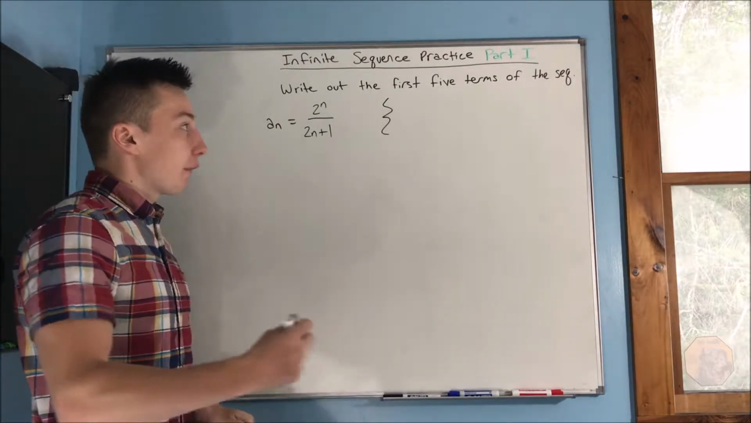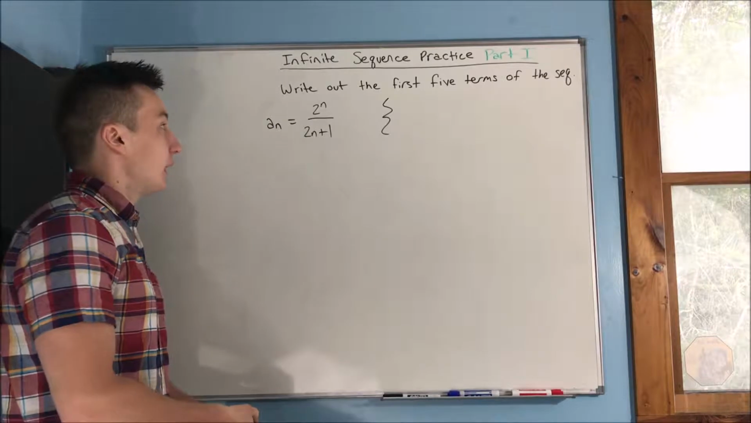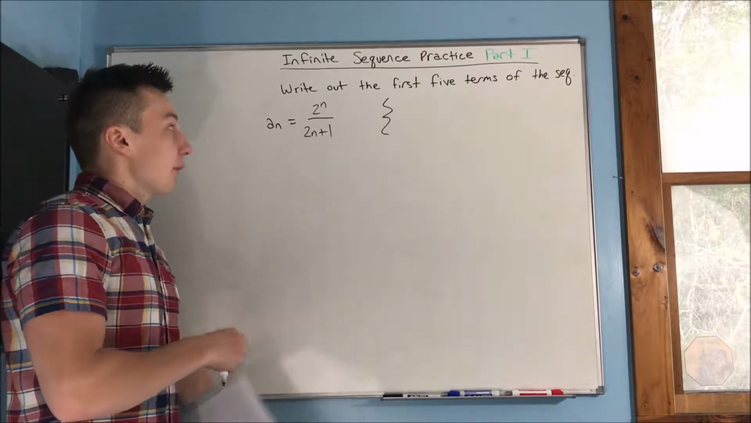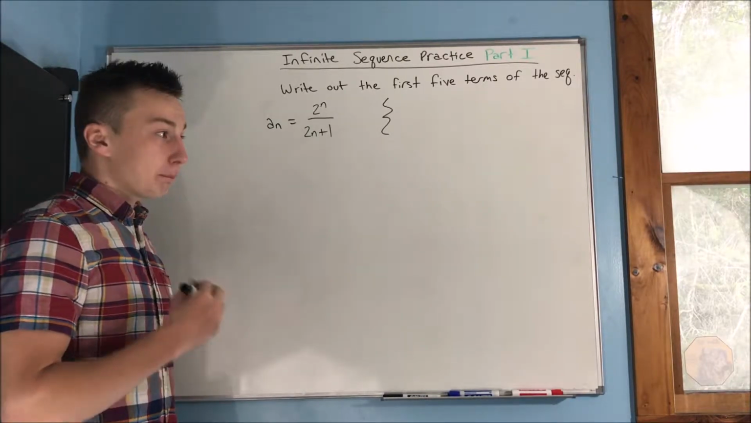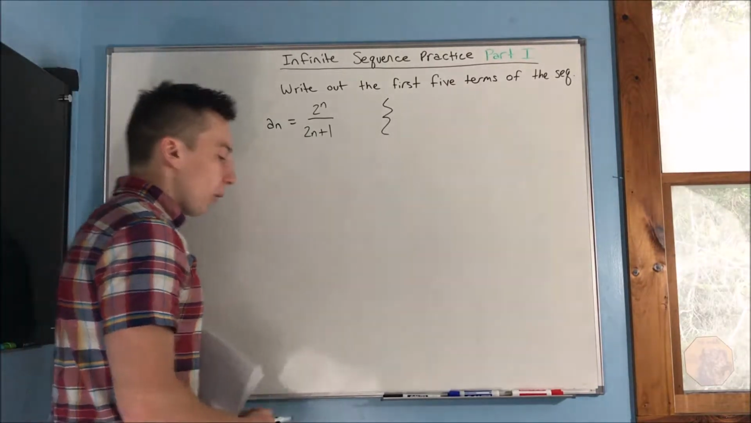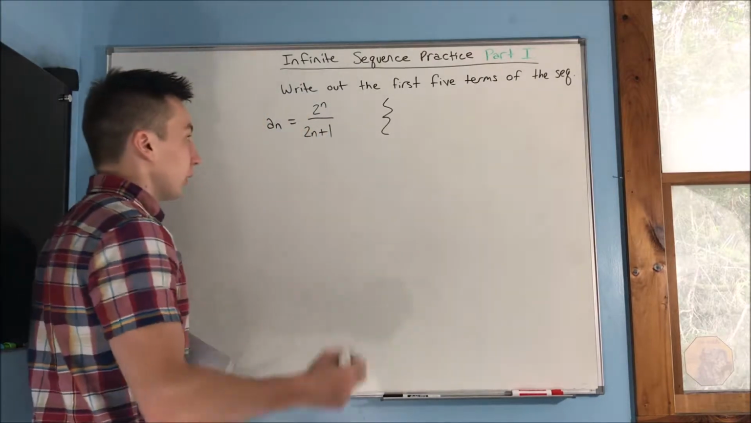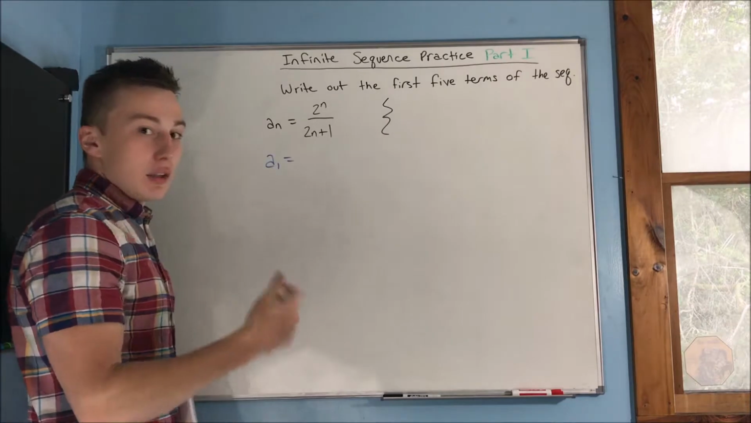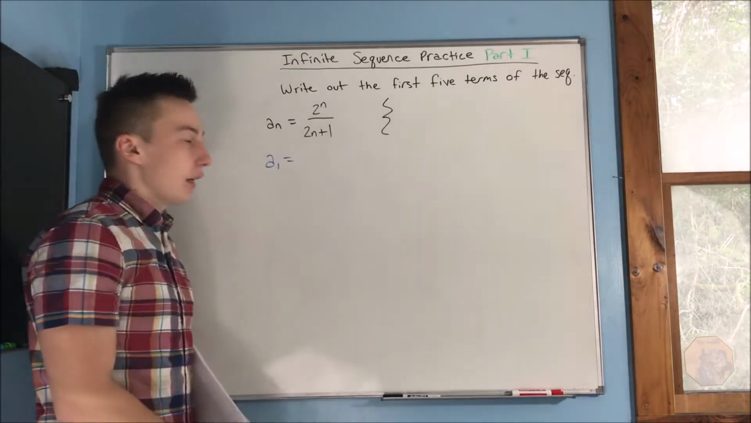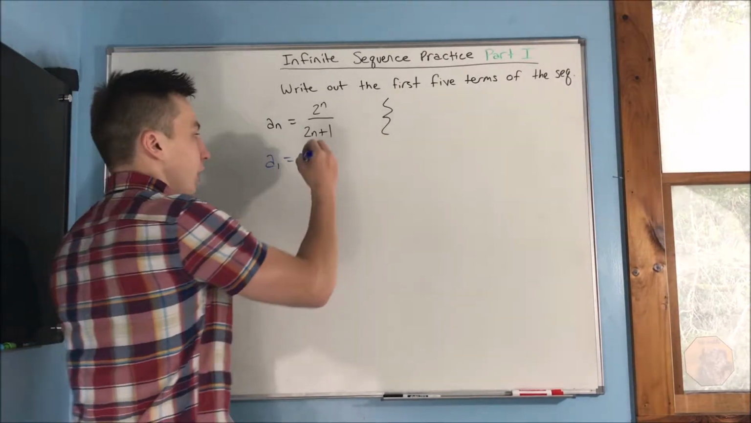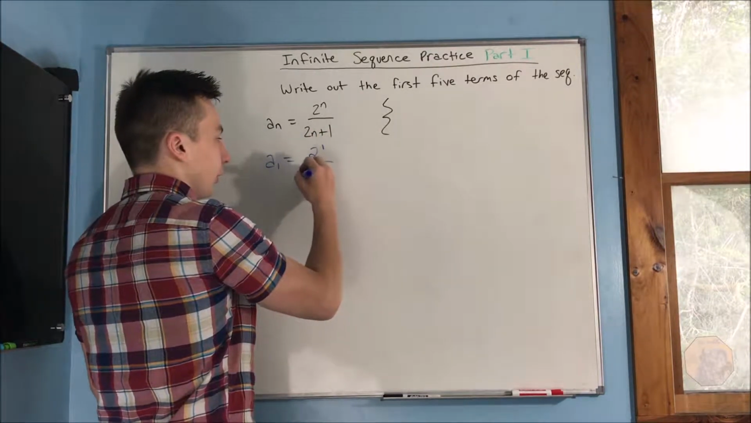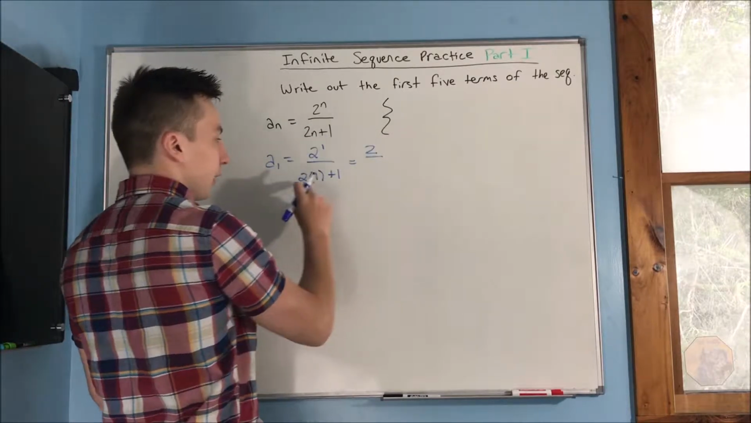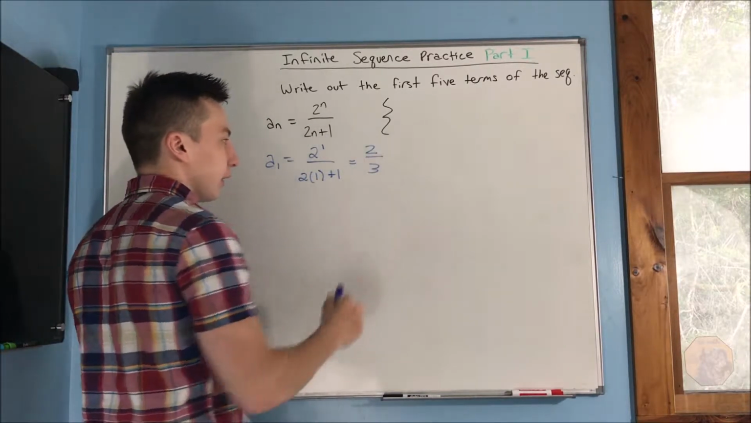Okay, so we have our first problem up on the board here. We want to write out the first 5 terms of the sequence. We have our formula up here, a sub n equals 2 to the n over 2n plus 1. So our first term, we need to just do a sub 1. A sub 1 means that we're plugging in a 1 for n, right? So we get 2 to the first power over 2 times 1 plus 1, and that is going to be a 2 on top and a 2 plus 1 on the bottom, that's 3.